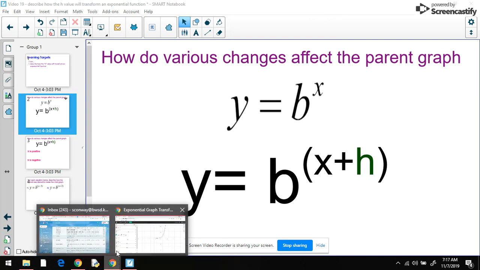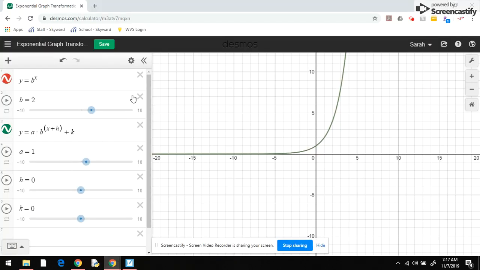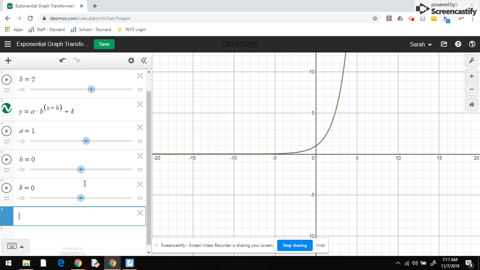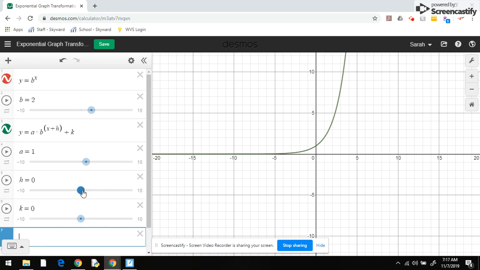on our graph. So here if we go into Desmos, again, notice we have the red graph underneath, that's going to stay the same. That's our parent graph. I've set b equal to 2 for the time being. And then we have the green graph that we're going to transform. And notice that h is up here in the exponent with x. So h is right here. So what we're going to do is just alter h and see what happens to the graph.